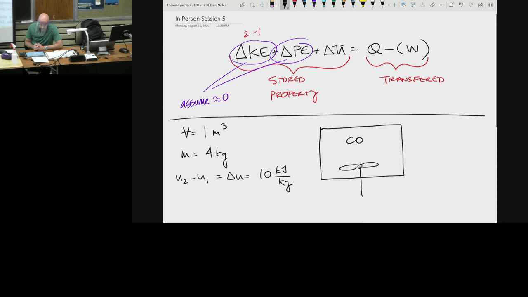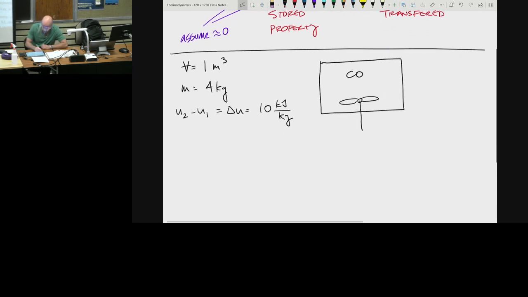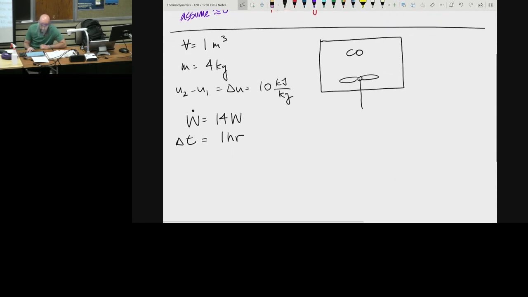Okay? And we know that the rate of work, it says here in the problem statement, transfers energy at a constant rate of 14 watts for 1 hour. So we know that our rate of work, W dot, is equal to 14 watts. And the time, the delta T that it acts, is going to be 1 hour. Okay? They want us to find the following things, A, B, and C. A is the specific volume at the final state in meters cubed per kilogram.